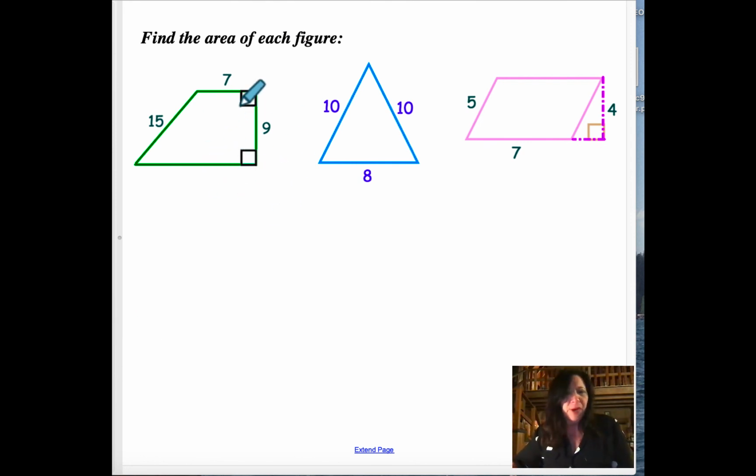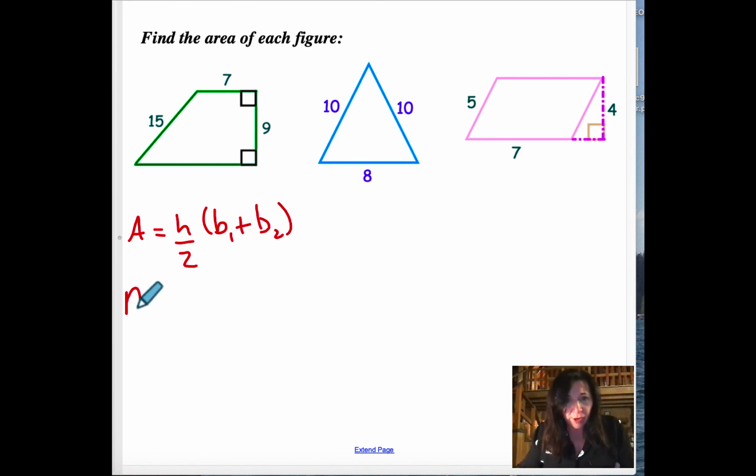This is a trapezoid. Find the area of the trapezoid. Again, area is equal to the height divided by 2 times the sum of the bases. Okay, so the height, 9. So the area is equal to 9 divided by 2 times the sum of the bases. One of my bases is 7, but I don't have the other base.